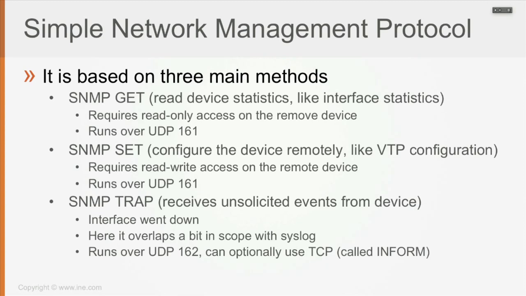So this action, this method runs over UDP 162 and it's called a trap. It can optionally run over TCP and it's called an inform at that point. So first of all, let's see why it runs over another port, because as I was saying, this specific action is being initiated by the SNMP agent this time, not by the SNMP manager.